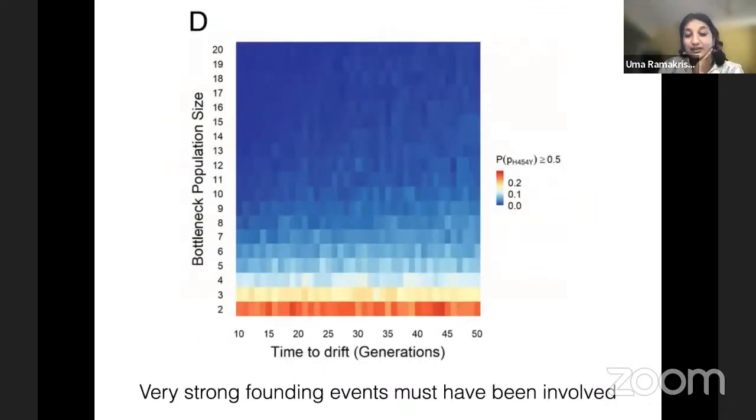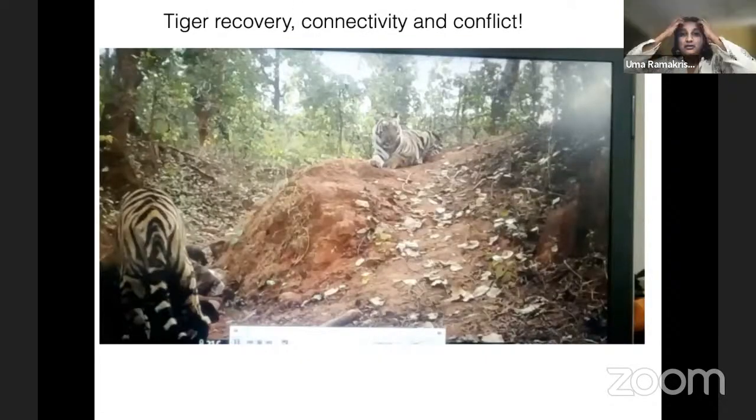And finally, we did some simulations to look at what kinds of bottlenecks, what kinds of scenarios could result in such a high frequency of the TACPEP mutation in Simlipal. And basically only when you have a very strong bottleneck of, say, 2 or 3 individuals, is there even an appreciable probability, a small chance, that you would get such a high frequency inside Simlipal compared to outside.